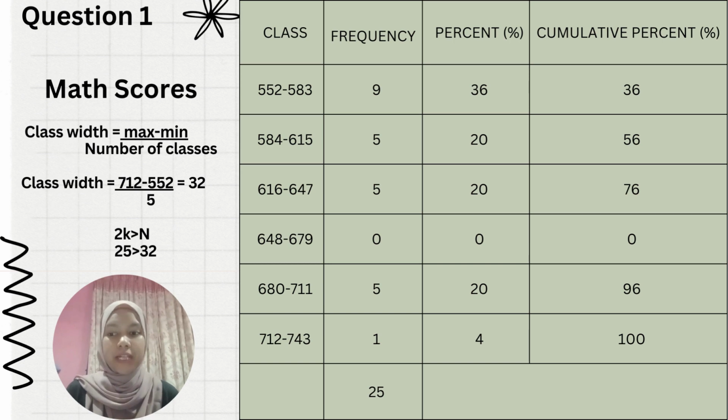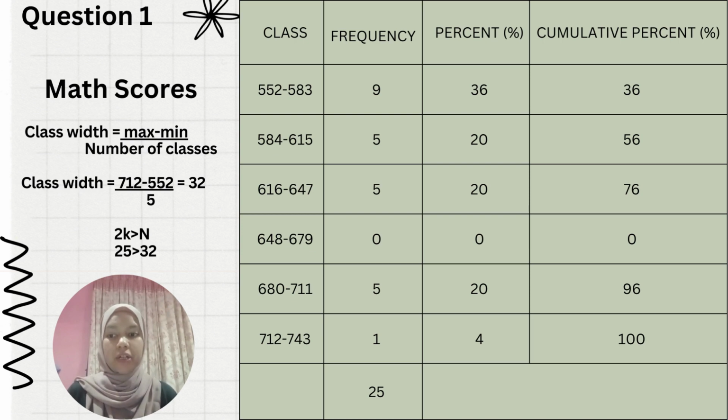So next class is from 584 till 615 with frequency 5 and percent 20, while the cumulative percent is 56. Then next class is 616 till 647 with frequency 5 and the percent is 20 and the cumulative percent is 76. While for the next class, 648 till 679, there is 0 for frequency, percent and cumulative percent.